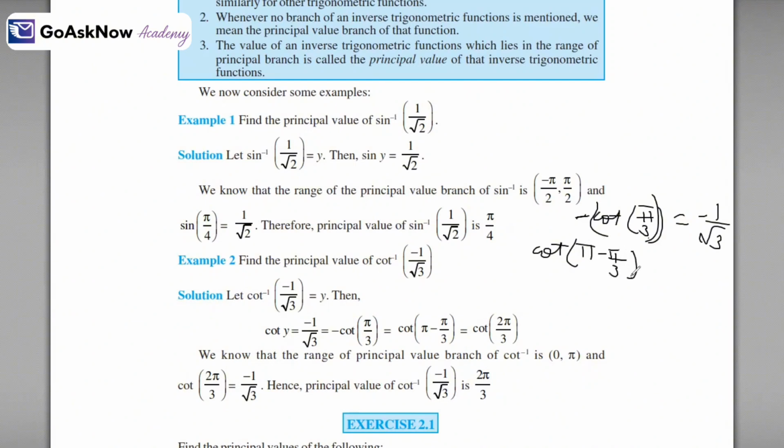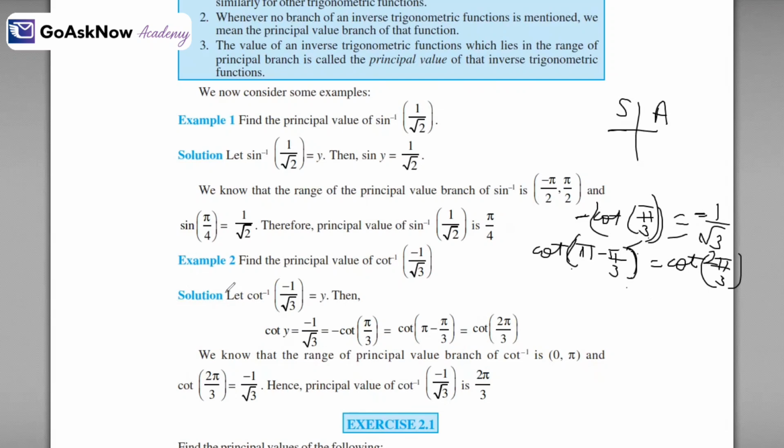We can write it like this because this angle is coming in the second quadrant, and in the second quadrant you know that only sine is positive, and cot and tan are negative. So cot will be negative here, so we can write the negative of the cot value like this. So it will come as cot 2 pi by 3, because when I subtract pi by 3 from pi, it comes to 2 pi by 3.